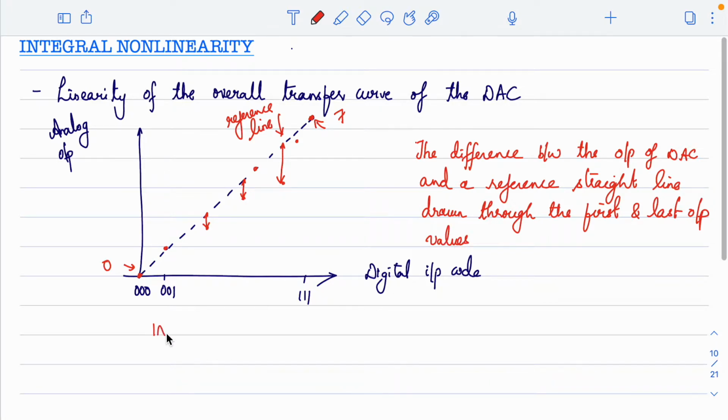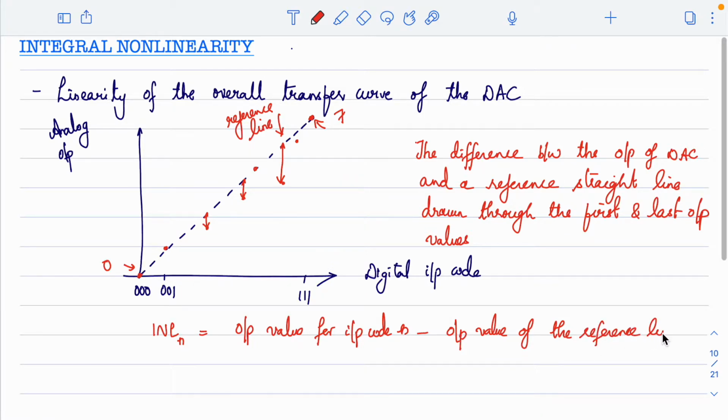So what we can summarize is, in order to find the integral nonlinearity with respect to a specific input code, we can find the output value for that specific input code minus the output value of the reference value at that specific point. So this difference will give you integral nonlinearity, right?